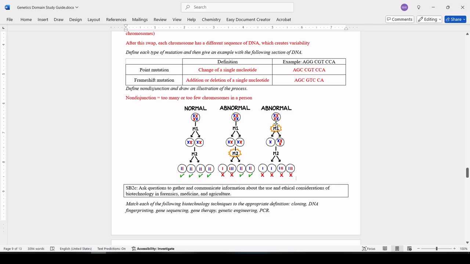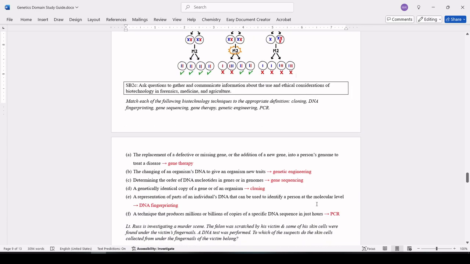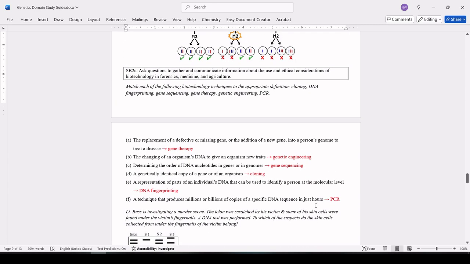And then you can have the same thing happen, but at the first division here, and that would be where 2 of them would have 1 copy, 2 of them would have 3 copies. And so that's non-disjunction. A good example, like I said, is Down syndrome, and we'll talk more about that in a minute. All right, next is SB2C, ask questions to gather and communicate information about the use and ethical considerations of biotechnologies in forensics, medicine, and agriculture.